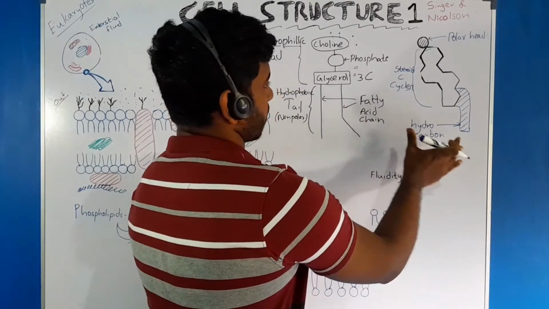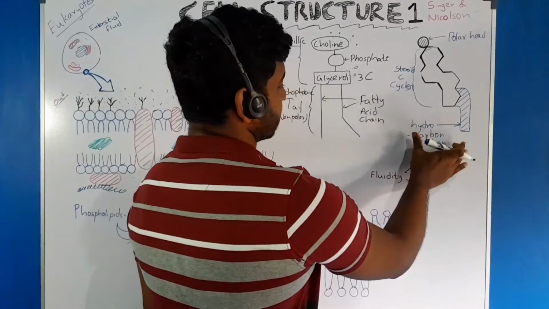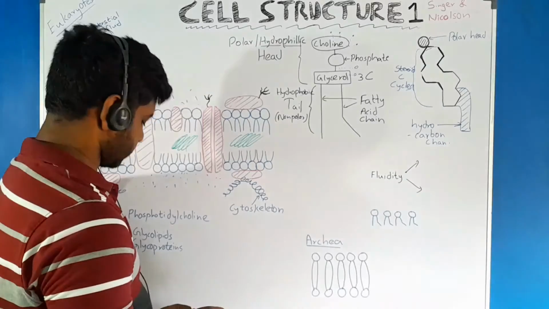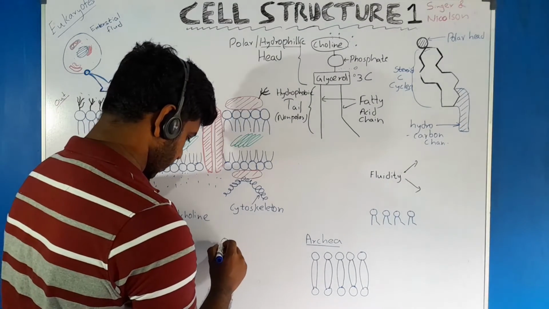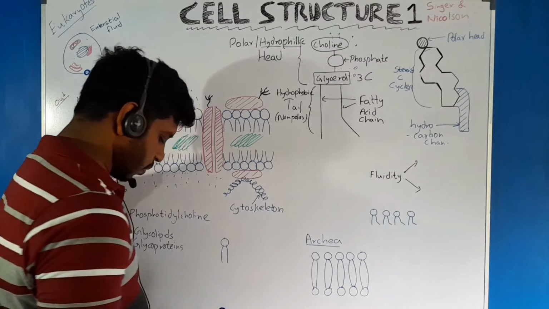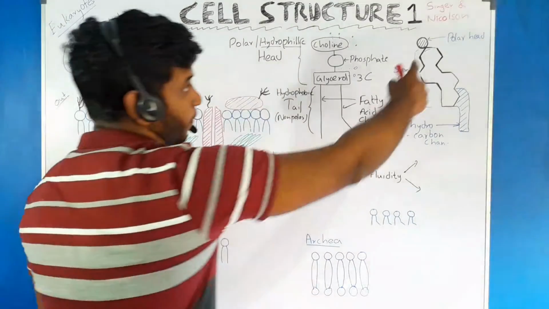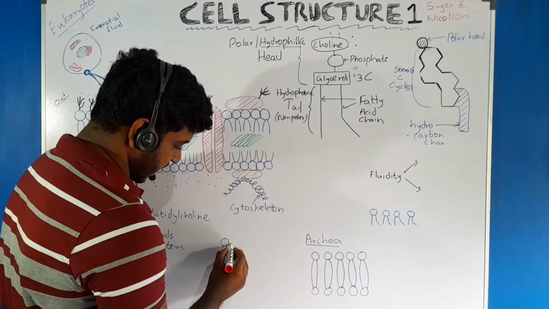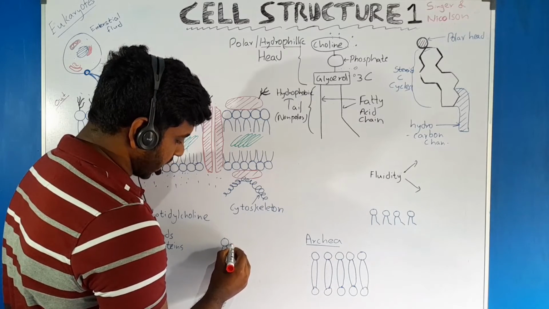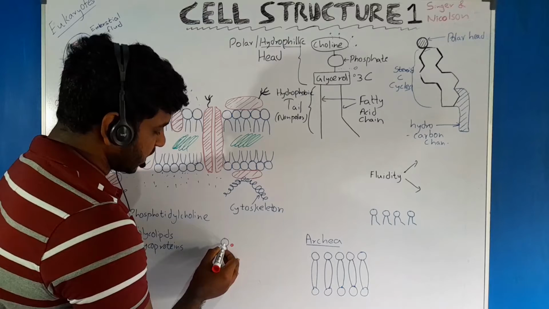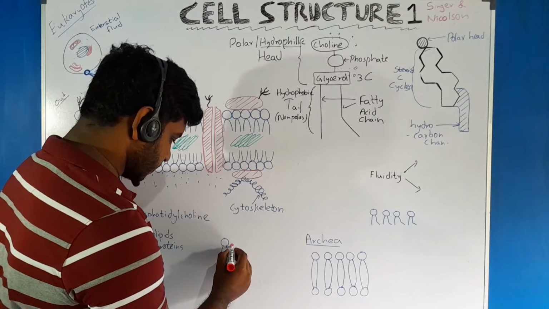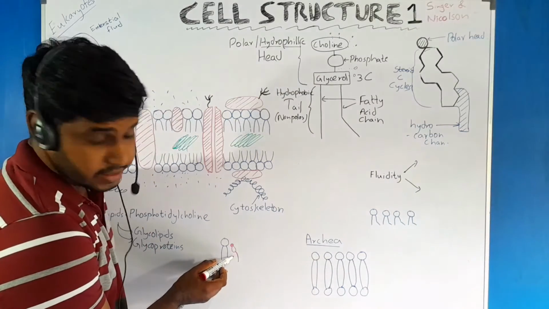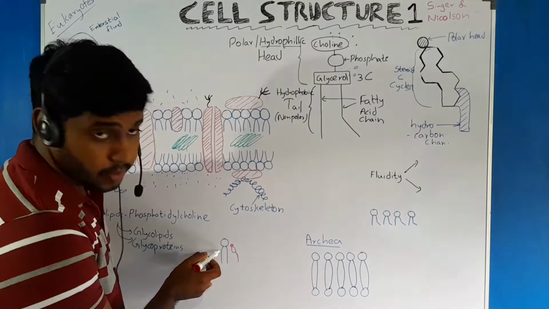Now let's see how these cholesterol and phospholipid molecules are arranged in the plasma membrane. Here you have the phospholipid molecules. The polar head of the cholesterol molecules is having close contact with the head of the phospholipid molecule. Right? Here is the cholesterol molecule. Here is the phospholipid molecule.